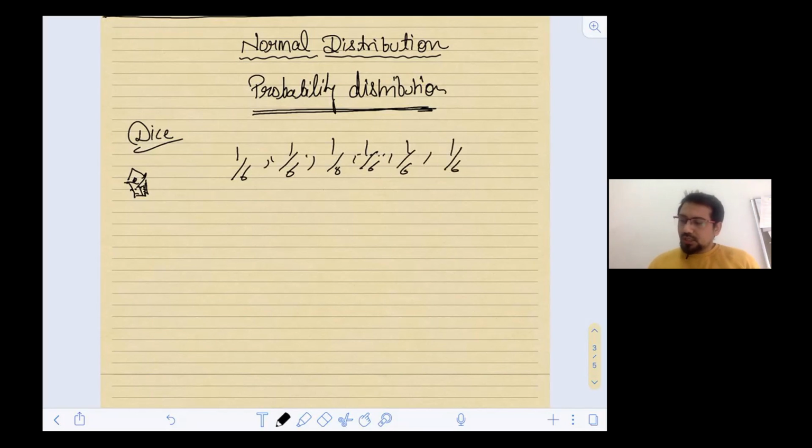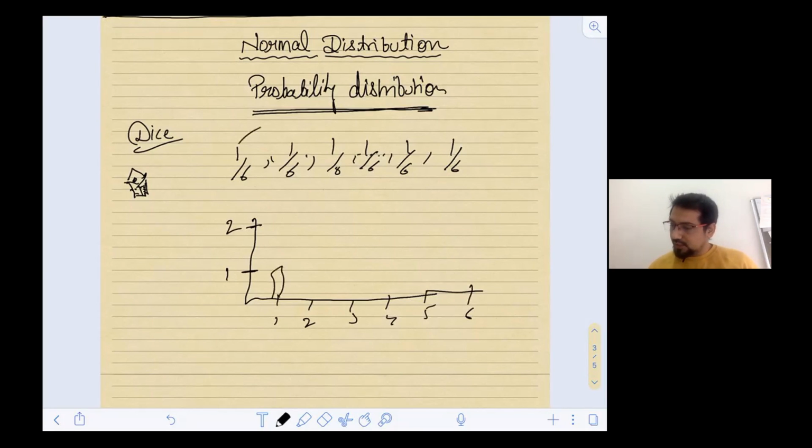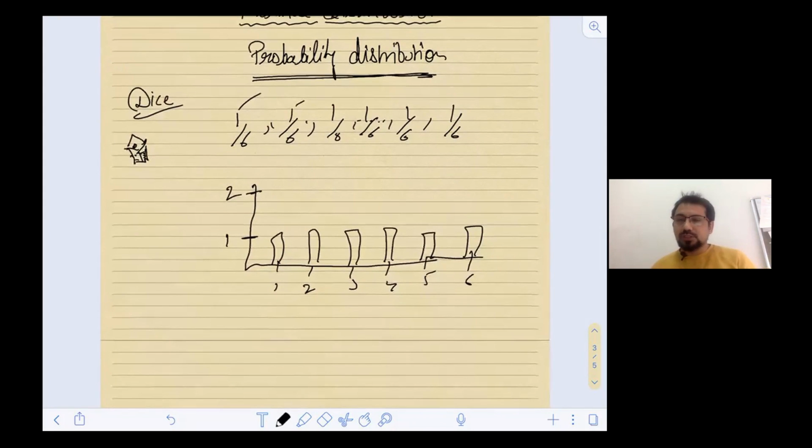So if you draw a chart with the help of frequency, what would it look like? We have already discussed this in our previous videos on sampling distribution. Here we put frequency 1, 2, and here we can put our observations 1, 2, 3, 4, 5, 6. How many times did one occur? Once. Two also once, three also once, four also once. Four means the face of the dice with four dots. Five, again the same. So this is basically our distribution.